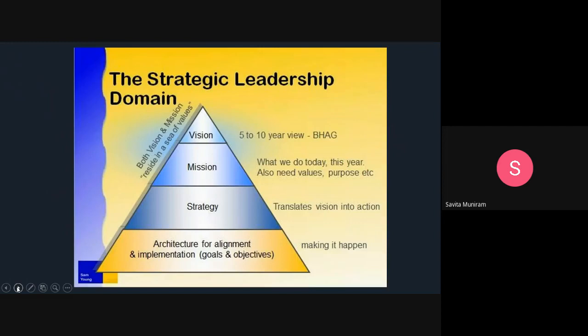And of course, there is strategy and then the architecture for alignment. If you go to the next slide, it will be a more in-depth description of each part. Next slide, please.